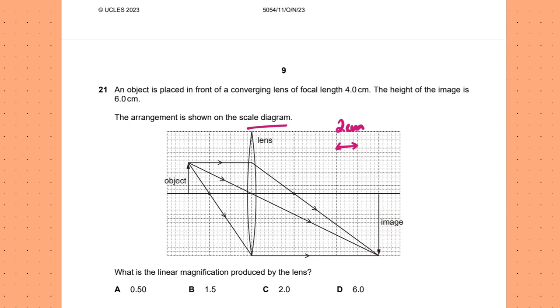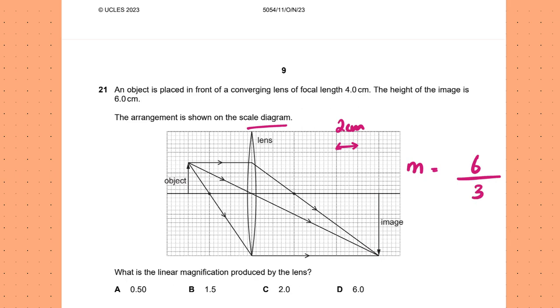So magnification, if you remember, is image height over object height. So 6 over this thing. So this is 1 and 1.5. And 1.5 times 2 would make this 3. So it's 6 over 3.